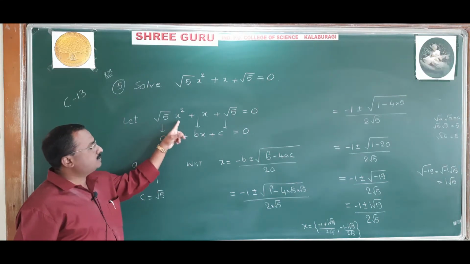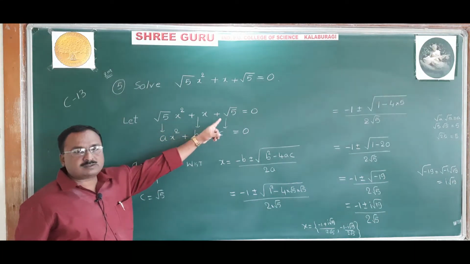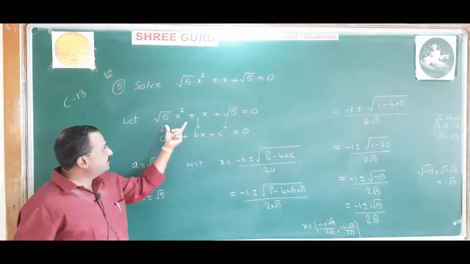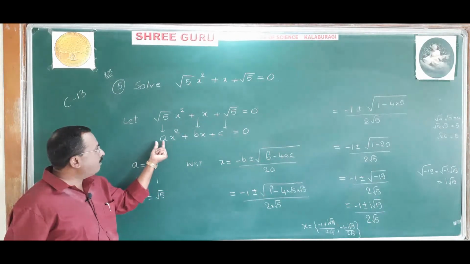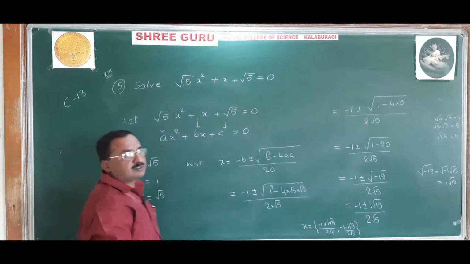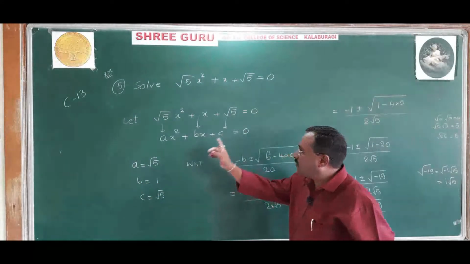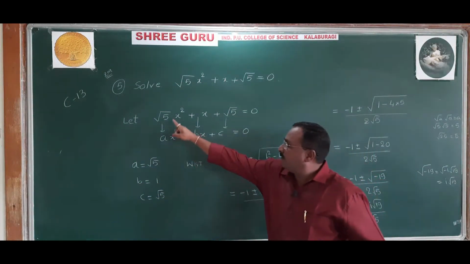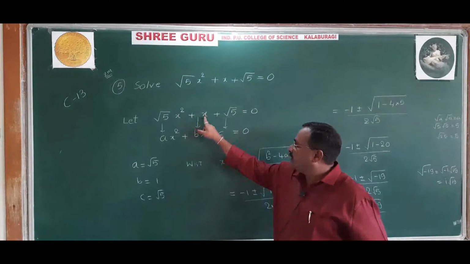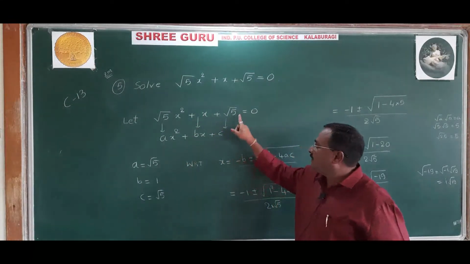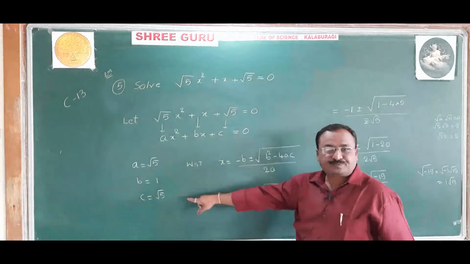Let root 5 x square plus x plus root 5 is equal to 0. This is a quadratic equation in the form of ax square plus bx plus c is equal to 0. Here a value is what? Root 5. b value is what? 1. c value is root 5, constant.